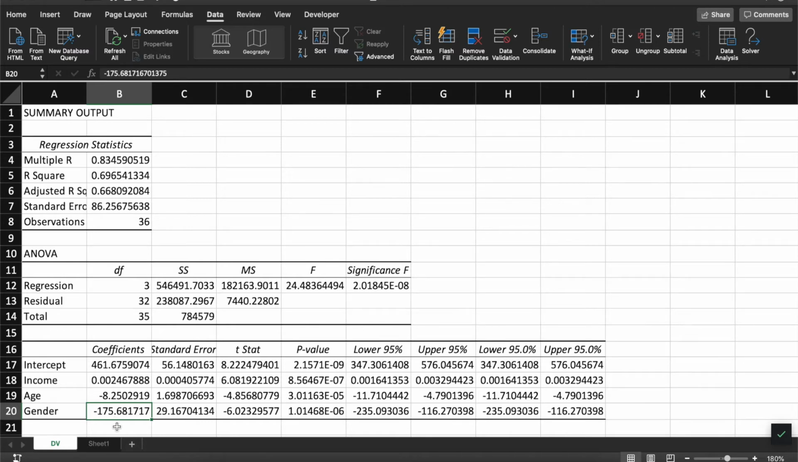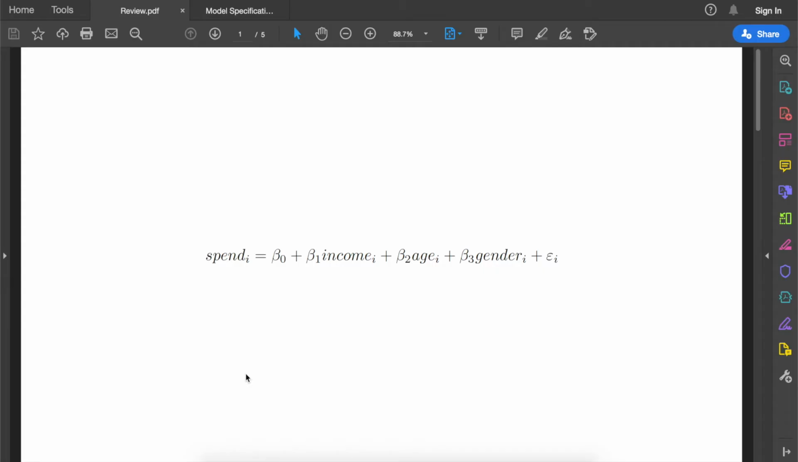That is holding age and income constant. Okay. Pretty simple model, dummy variable, pretty simple interpretation. Right here it says females are spending $176 less on soda than men. Okay, so that's the first model, done. The second model is a little bit more complicated.